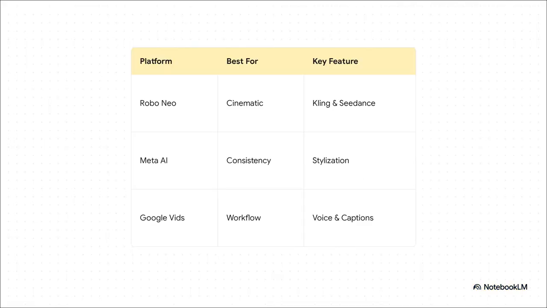Now that you have access, you need to know where to go, because not every AI tool is built for the same job. First up is Neo AI. Think of this as your go-to for high-end cinematic clips, mainly because it houses premium models like Dance 2.0 and Kling 2.6. Next, we've got Meta AI. What's fantastic about Meta is its stylization setting. It effectively removes that weird artificial 3D rendered feel that instantly gives away an AI video. Finally, there's Google Vids.